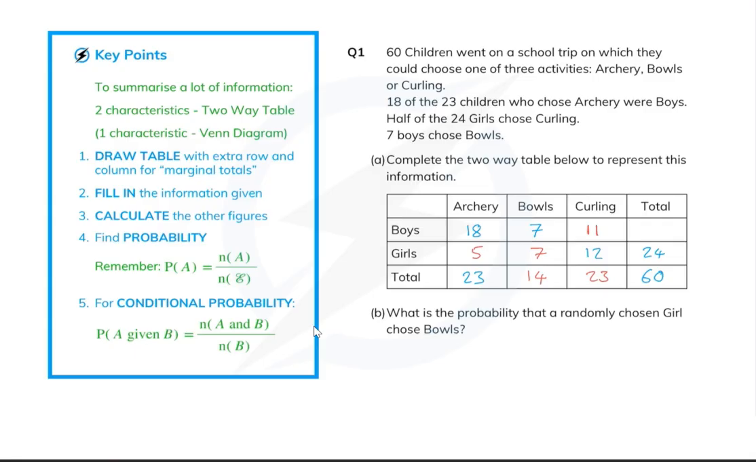And then finally, and there'll be two ways of getting this one, if I add those three up, I'll get the number of boys. 18 plus 7 plus 11 is 36, and you can check that you're right by making sure that 36 plus 24 is 60, which it is. Right, so we've completed the table.